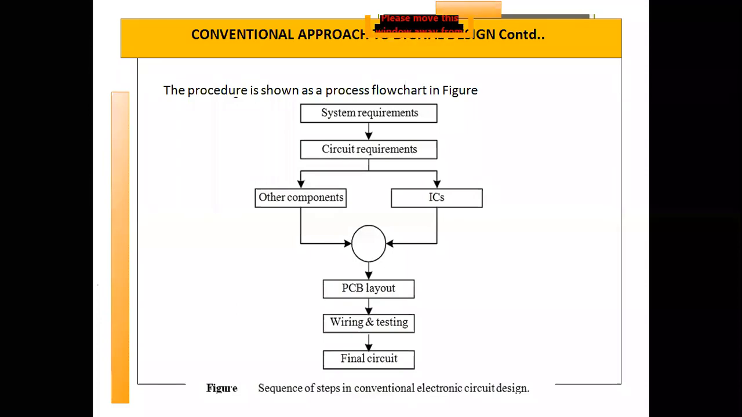That means identifying the functionality, which is nothing but the system requirement. Then the circuit requirements. To get the required output, we have to identify what circuit components are required. These circuit requirements can be of two categories. One is other ICs, some ICs, integrated circuits.